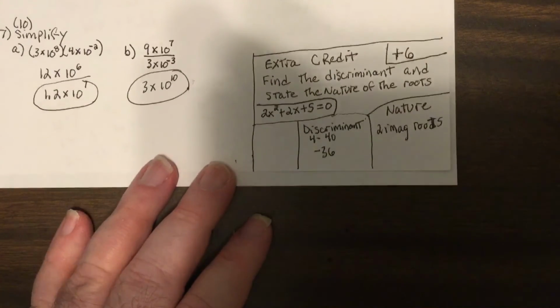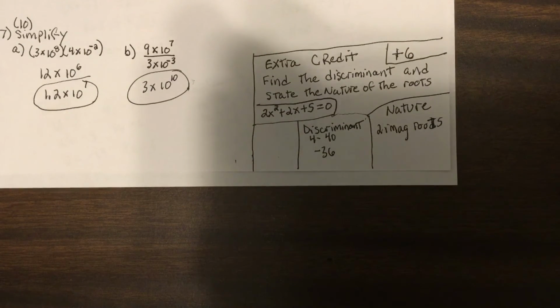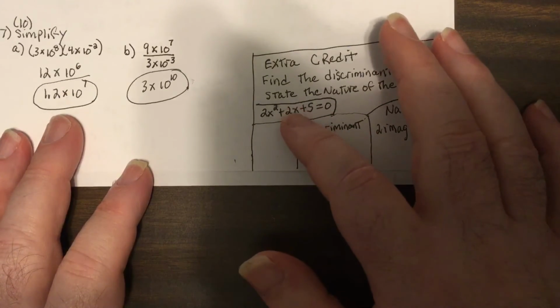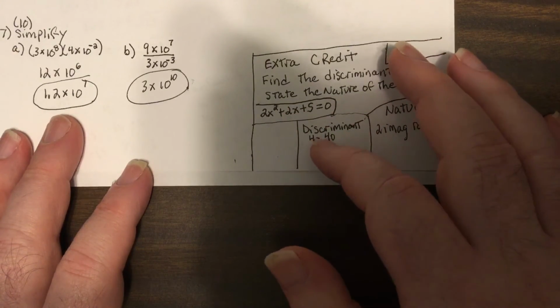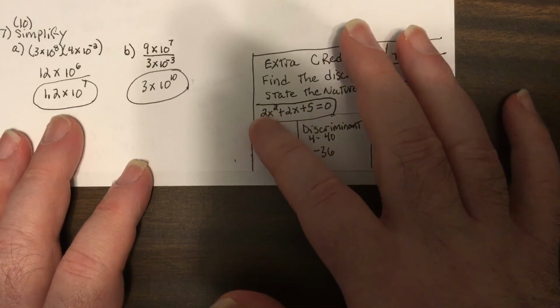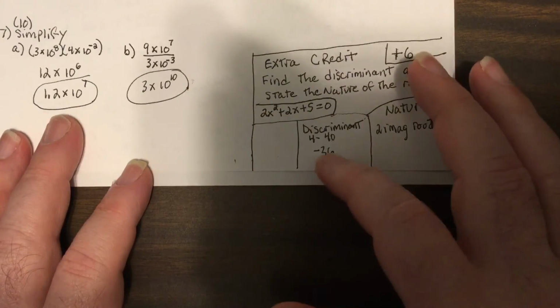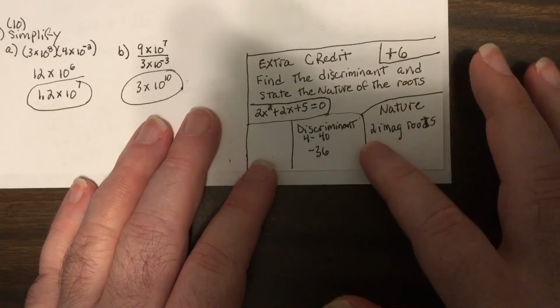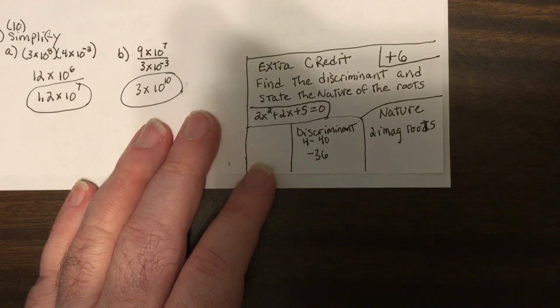Then the extra credit, the discriminant is b squared minus 4ac. So b squared would be 4 minus 4 times 2 times 5, which is 40. So the discriminant is -36. And negative is 2 imaginary roots.